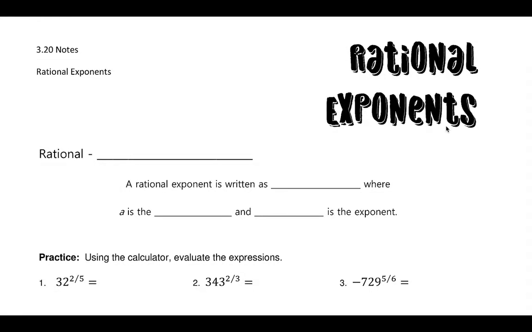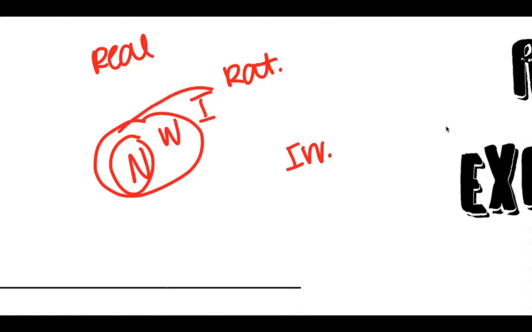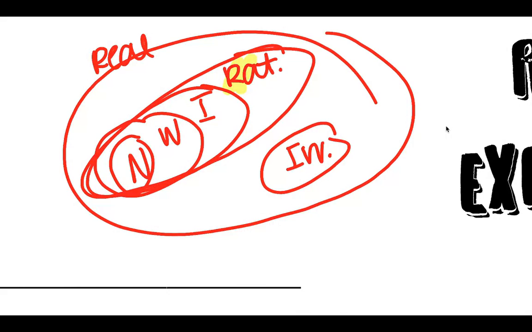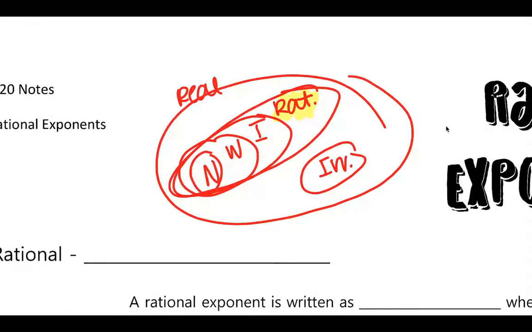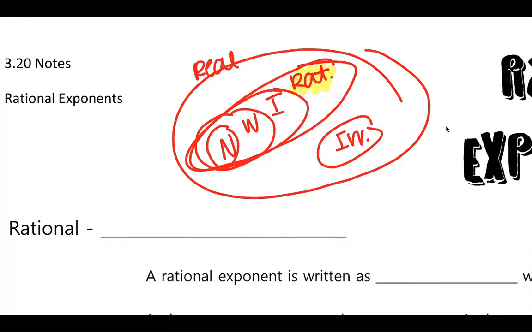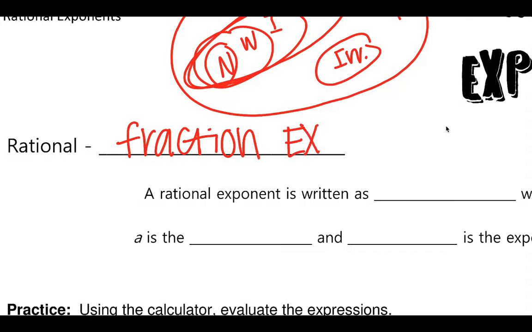So rational, if you think back to the real number system last year, remember this little chart? It looks like this. It was the real number system here. Rational is right here, and rational means fractional. It means that any number that can be turned into a fraction is rational. If it can't be turned into a fraction, then it is irrational. So rational means that it is a fraction, but again, we're talking about exponents, so it's a fraction exponent.